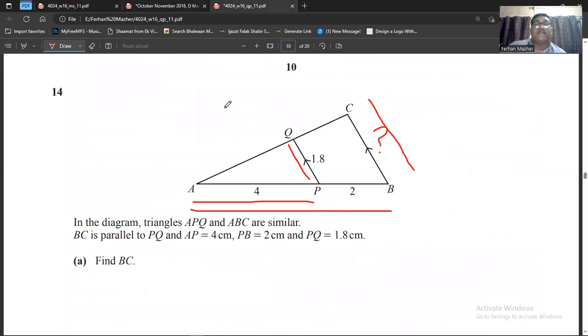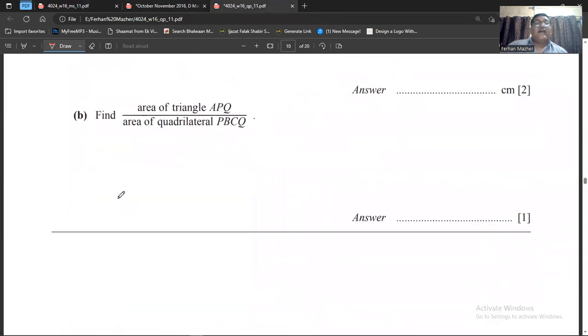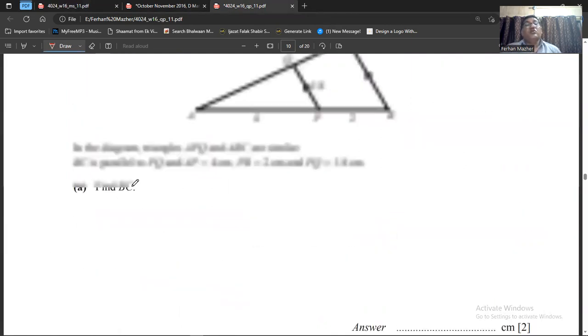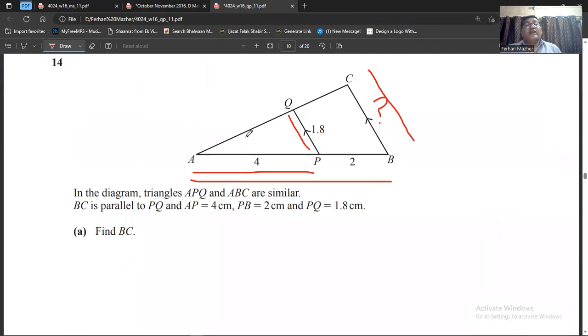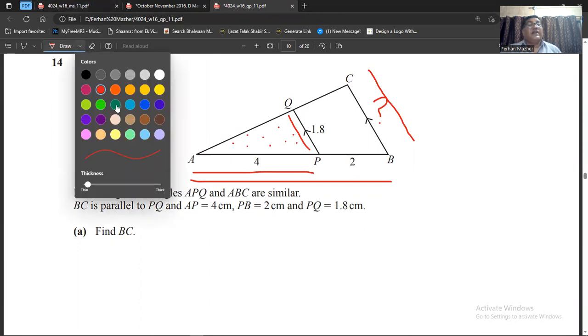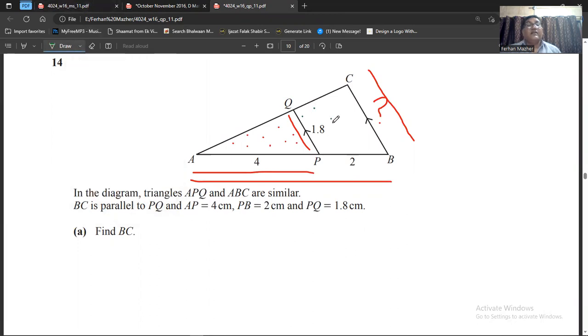Hopefully you understand. Then he says, find the area of the triangle APQ divided by the area of the quadrilateral ABCQ. So he wants me to find the area of this, and then the area of this quadrilateral. My strategy is a two-step strategy in which, first of all, I will find the area ratio between the small triangle and the big triangle. That is very easy.